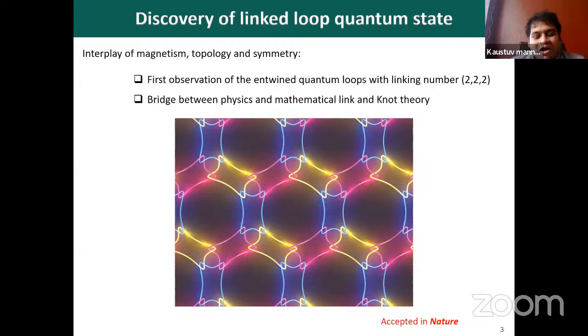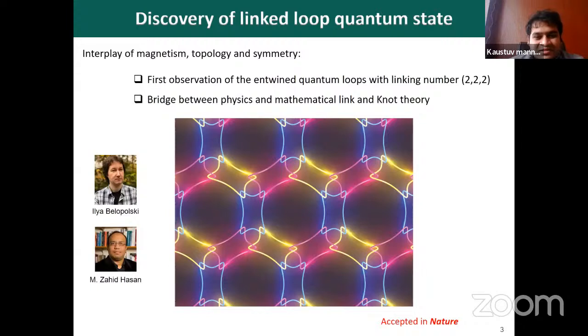Quantum magnet means all the materials that I'm going to talk about here are magnetic materials, how we observe these states, what is the consequence of these quantum states on the physical properties, and how we observe that. That is what I'm going to discuss today. This part of the talk is mostly done in collaboration with Professor Zahid Hasan from Princeton University. This work was just accepted in Nature a few weeks back, and I hope it will appear maybe next month sometime, but let's see.